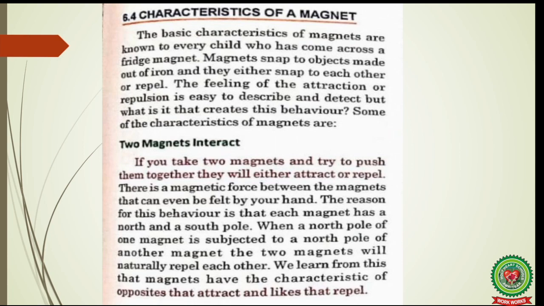The reason for this behavior is that each magnet has a north and a south pole. When the north pole of one magnet is brought near the north pole of another magnet, the two magnets will naturally repel each other, right? We learn from this that magnets have the characteristic of opposites attract and likes repel, or we can say opposite poles of two magnets attract each other and like poles or similar poles of two magnets repel each other.